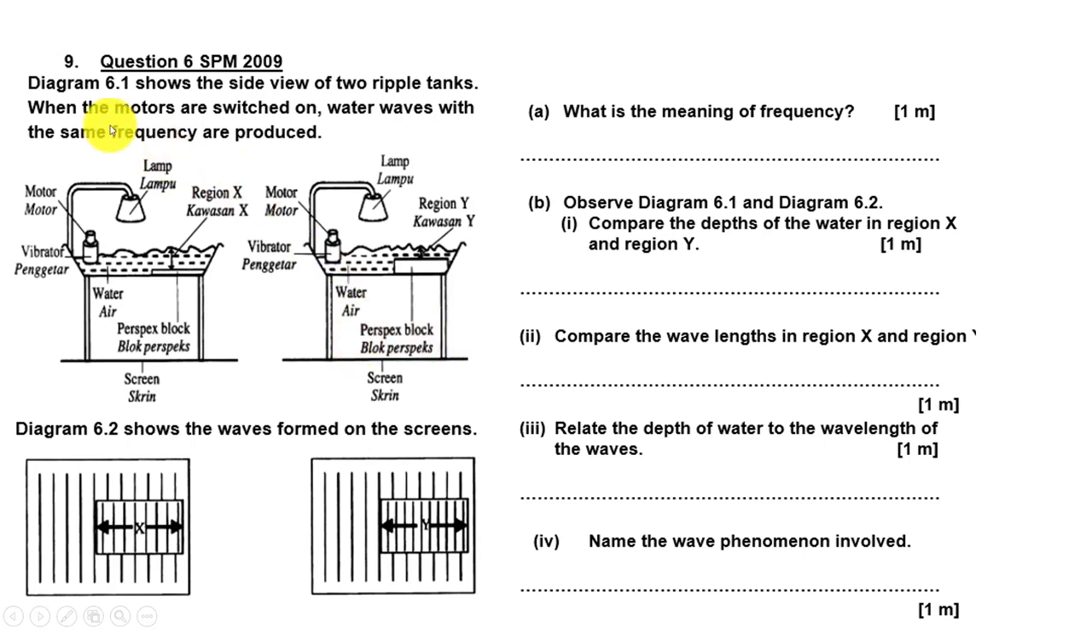Okay, now we go to question 9. They show the side view of the ripple tank. When the motor is switched on, water waves of the same frequency are produced. So from here, you see this one is region X. This one is region Y, because in region Y they put one block. You find this part becomes shallower.